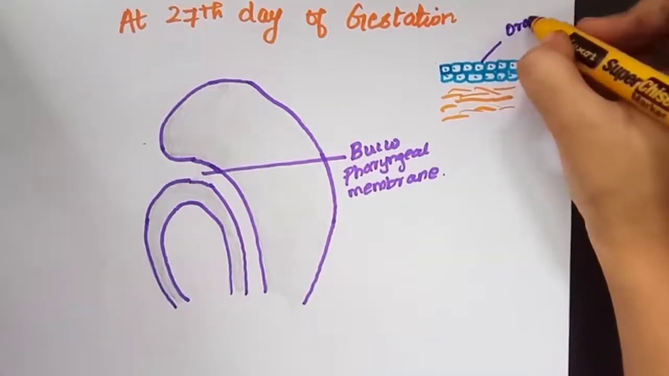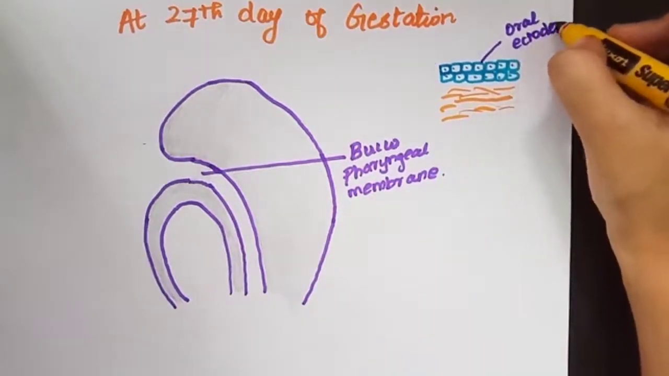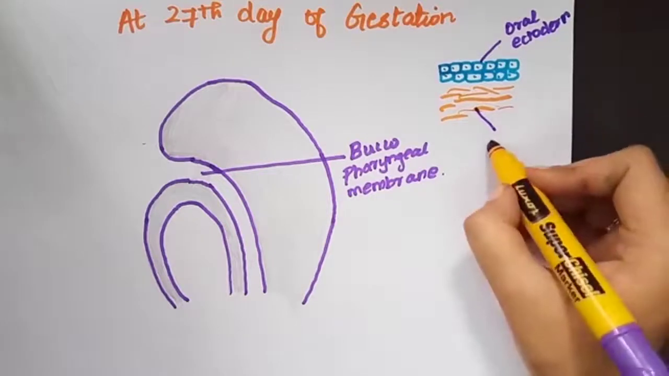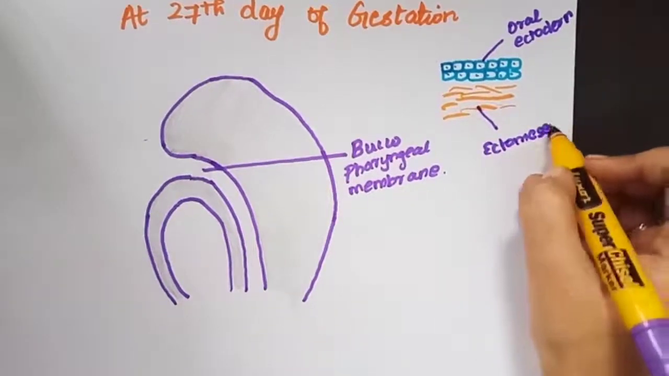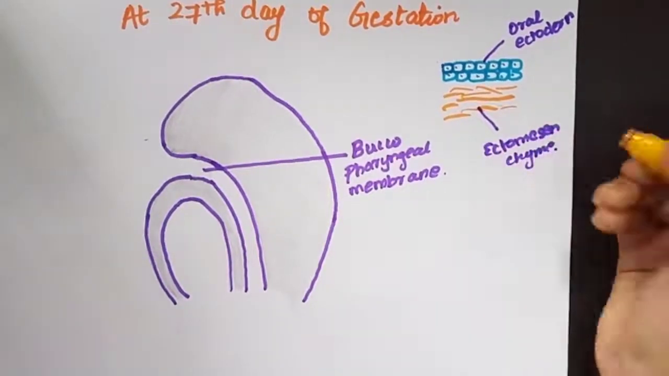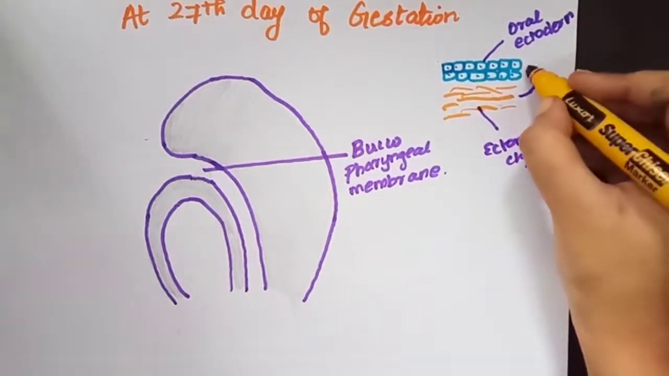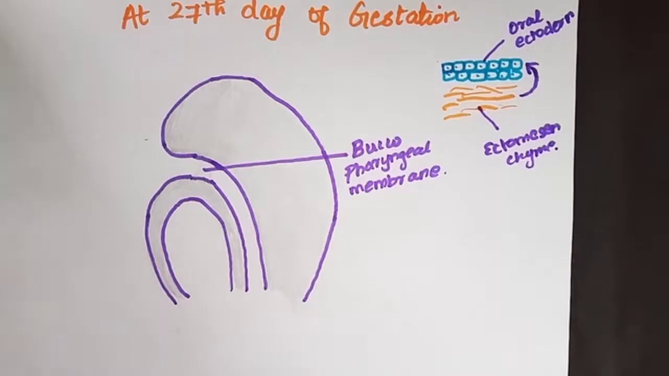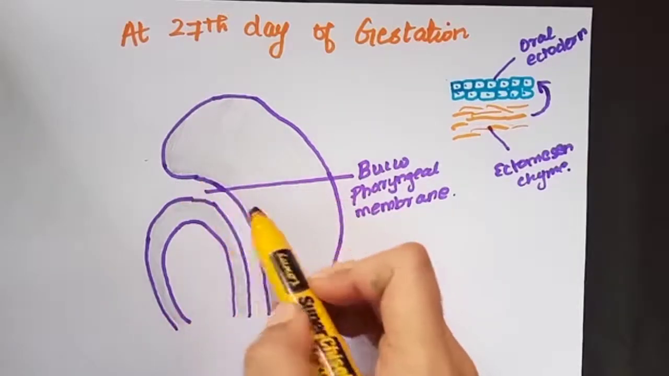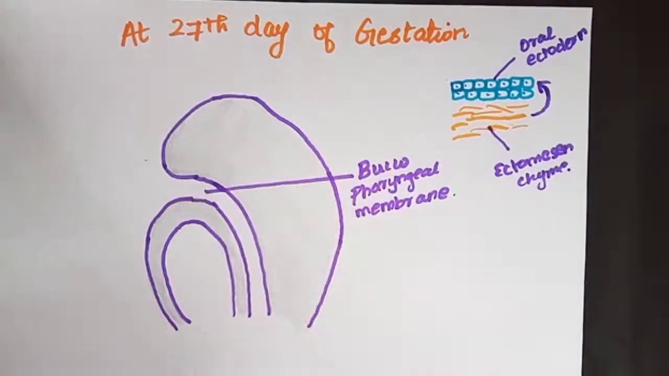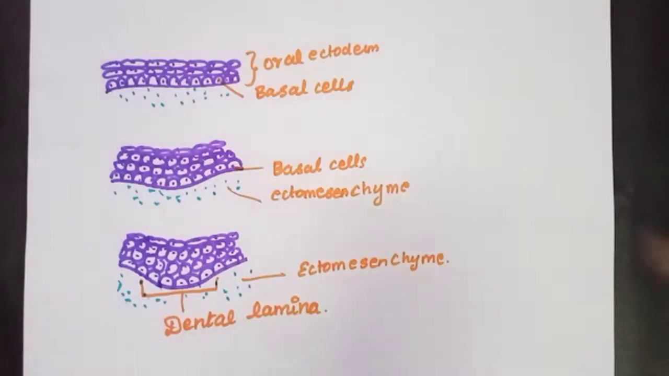Now, when we see the area of oral cavity, that is stomodium, microscopically, let's say this is the oral ectoderm, and this is the underlying ectomesenchyme. Now, the underlying ectomesenchyme induces the oral ectoderm to start the tooth development and the development of future maxilla and mandible. I hope it's clear how the buccopharyngeal membrane ruptured. Now let's see how the dental lamina forms.